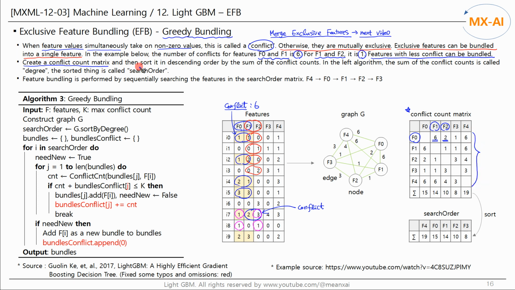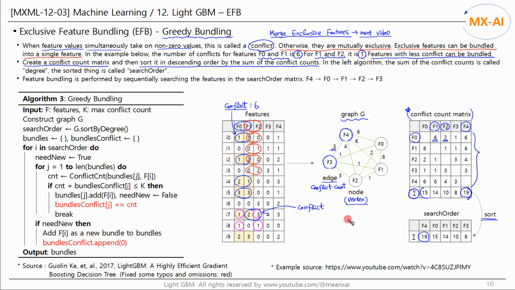Next, sort the sum of the conflict counts in descending order. This is the sum of the conflict counts, sorted in descending order as follows. Feature F4 has the largest number of conflicts. We can create a graph like this before creating a conflict count matrix. The number of conflicts between F4 and F3 is 3. Nodes or vertices are features and edges are conflict counts.